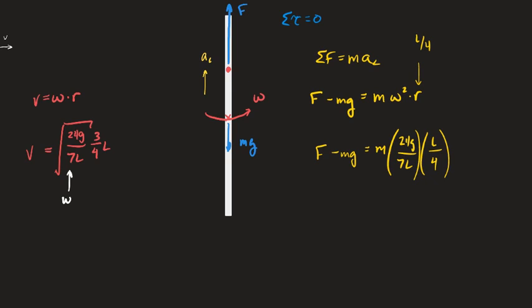Now, I'll do a little algebra here. 4 and 24 gives me 6, but the L's cancel, which I find to be interesting, that the length of the bar doesn't actually matter. Just where I've pivoted it matters. When I do that, you'll notice I get 6/7 mg.